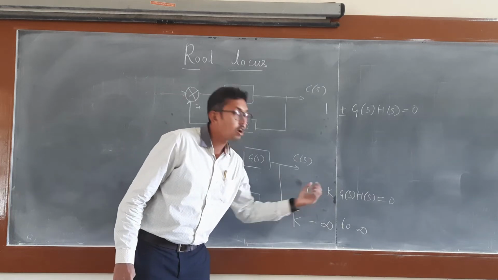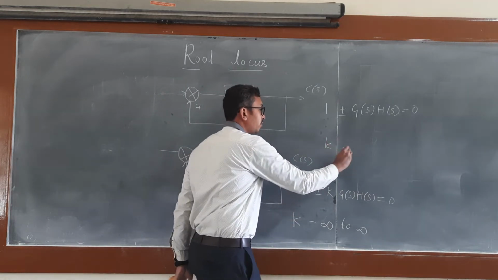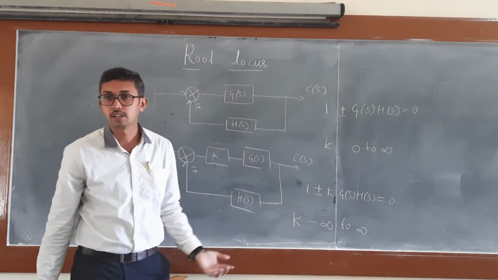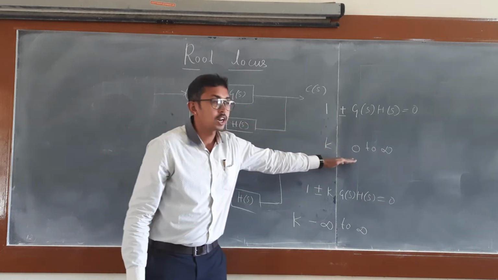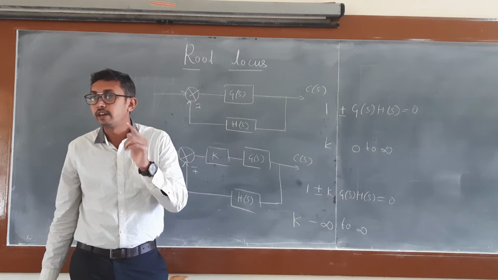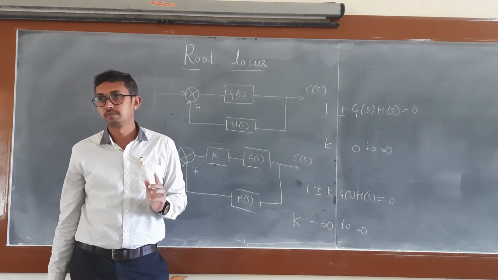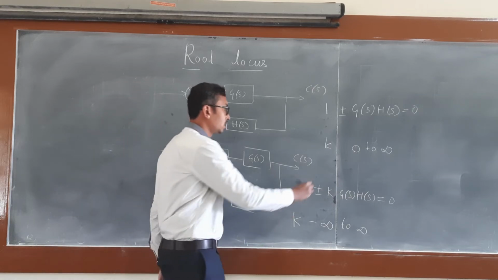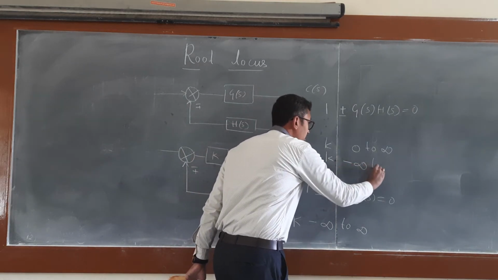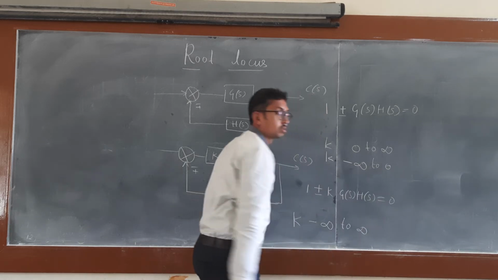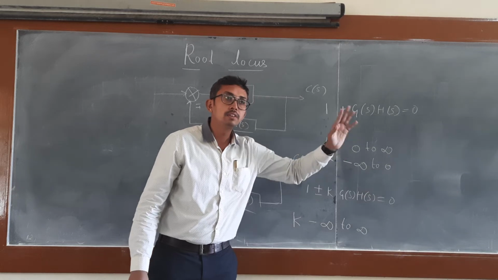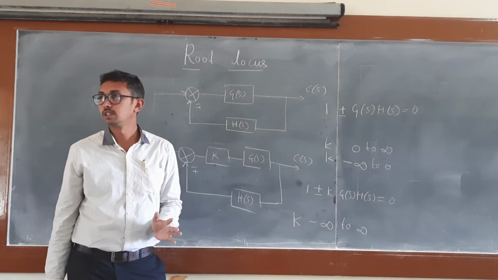Now what is the meaning of direct root locus? If the value of K is varied from 0 to plus infinity, then the locus that I get, we are going to call as what? Direct root locus. What is the meaning of inverse root locus? If the value of K is varied from minus infinity to 0, then it is called as what? Inverse root locus. Is it clear?